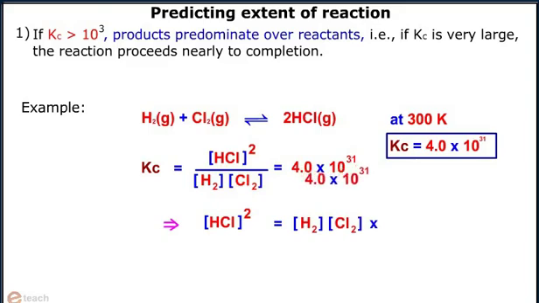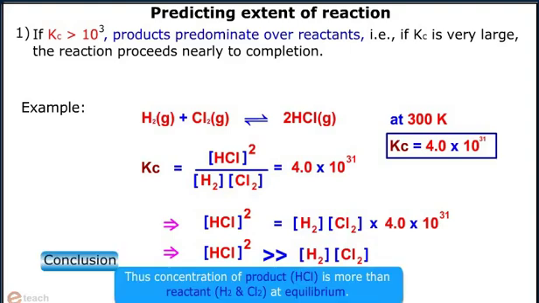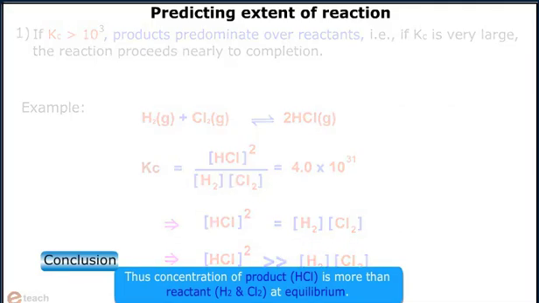This implies that [HCl]^2 = [H2][Cl2] × 4 × 10^31. Therefore, [HCl]^2 is hugely greater than [H2][Cl2]. Conclusion. Thus, the concentration of product, that is HCl, is more than reactant, that is H2 and Cl2, at equilibrium.